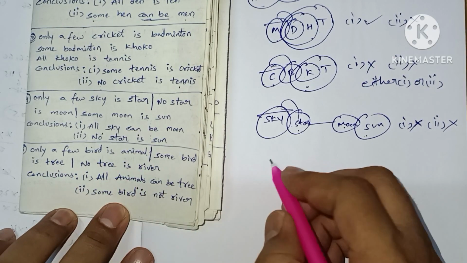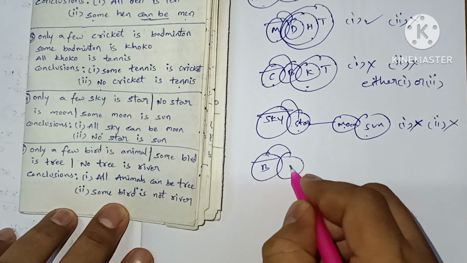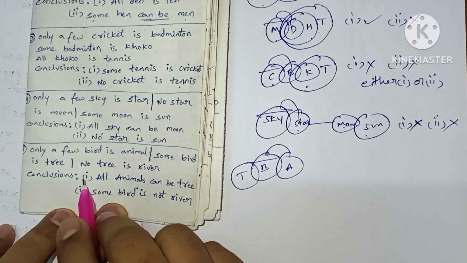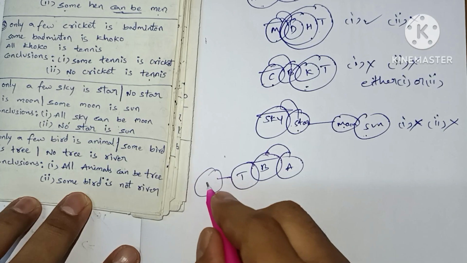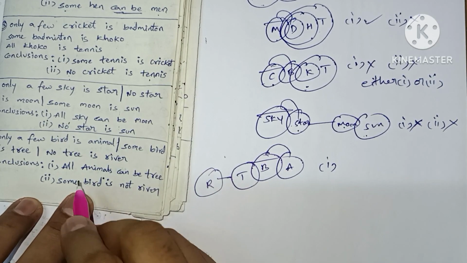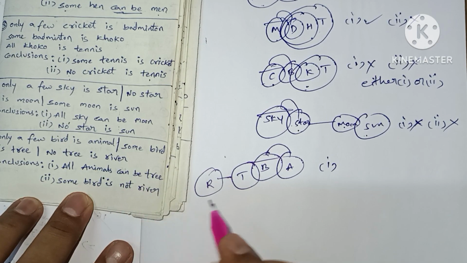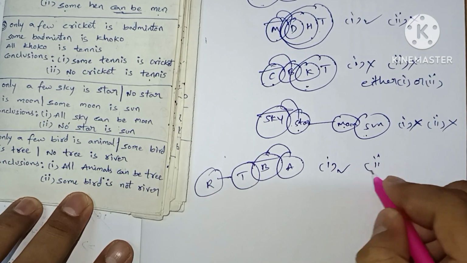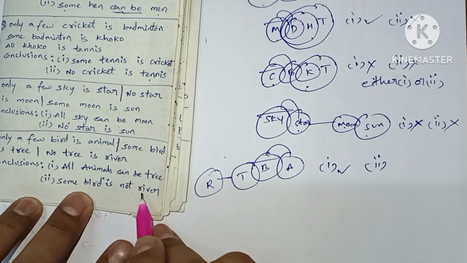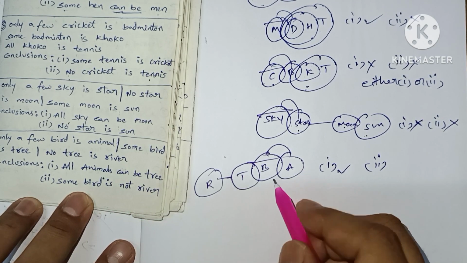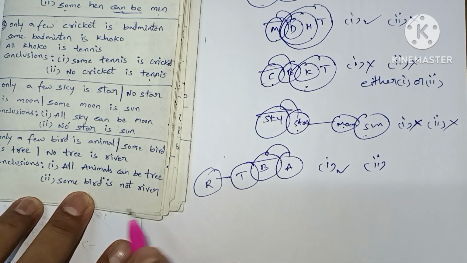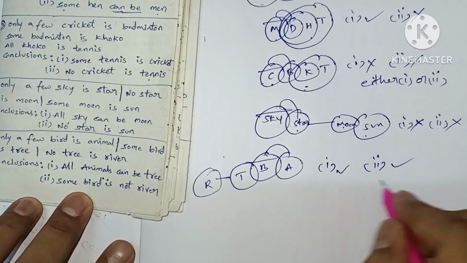Next one, fifth question. Only a few bird is animal. Some bird is a tree. No tree is a river. Let's see conclusions. First conclusion. All animals can be tree. All animals inside a tree is possible. Yes, it is possible. Next, some birds is not river. All birds can be river possible. All birds inside river, is it possible? No. So all case fails here. So some not case is true here. Both 1 and 2 is true here.